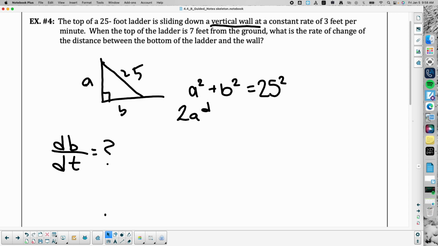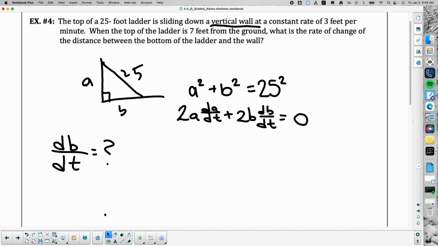2a dA dt plus 2b dB dt equals 0. Now, let's just say you didn't realize that you could put the 25 in right away. If you did c squared, this would say 2c dc dt. But since the ladder isn't changing length, dc dt would be 0. So even if you didn't put in the 25 right away, this would still turn to 0.